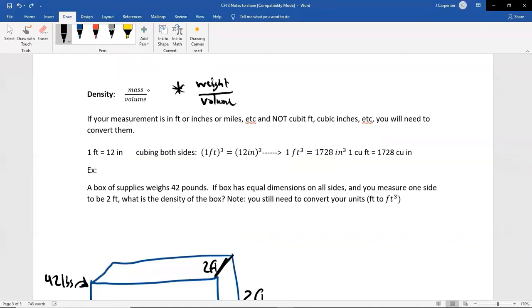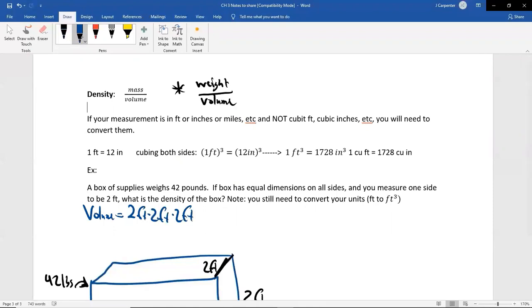So again, I said you have to convert your units, but that's just because we have to find the volume based on the fact that it's a 2 by 2 by 2 box. So the first thing we're going to do is find the volume, which is 2 feet times 2 feet times 2 feet. How do I know that? Because the volume of a cube is length times width times height. That is a geometric formula I do expect you to know. The volume of a box is length times width times height.